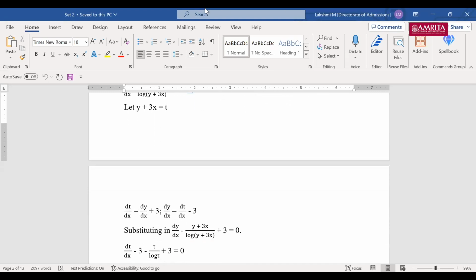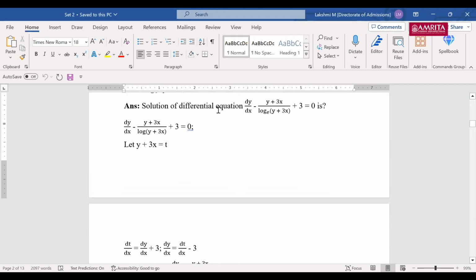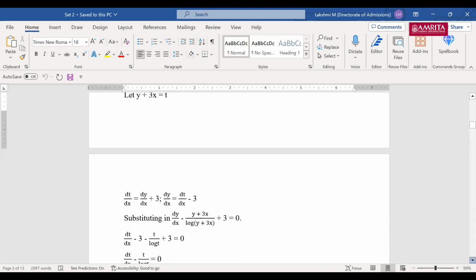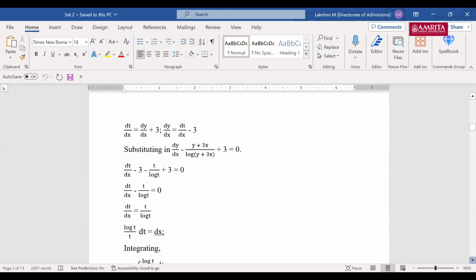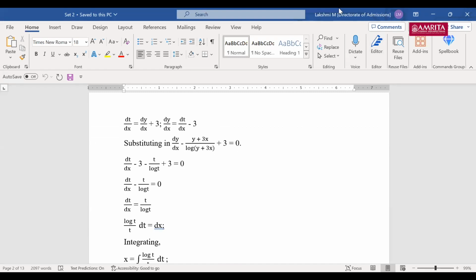So what I've done is, when we look into the question itself, we know it's substitution. So I've just taken y plus 3x and substituted it as t. Now you can just differentiate. So this will be dt by dx is equal to dy by dx plus 3. From that, you can find dy by dx. dy by dx is equal to dt by dx minus 3. Very simple part. You have substituted y plus 3x is equal to t, you have differentiated, and you have something for dy by dx. Now you can substitute it here and change the whole equation.